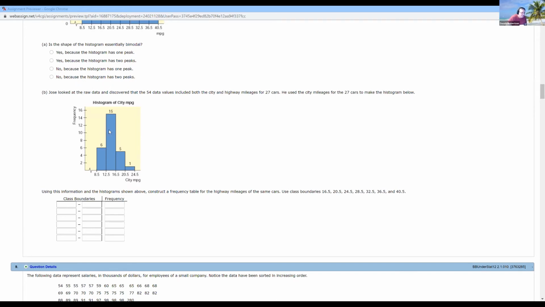Now, in this diagram here, down here, we are going to put in our information. So class boundaries. The first class boundary here is 8.5. And it finishes at, what, 12.5? And that's 12.5. And the frequency, I'm glad they put that number there, but I think I could read it off anyway. Would you agree it's 6?